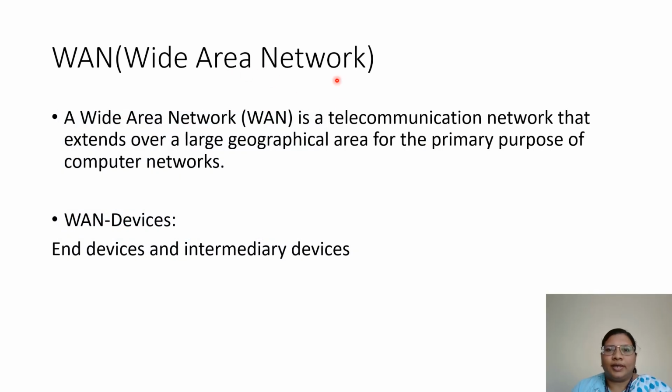Next is WAN, Wide Area Network. A Wide Area Network is a telecommunication network that extends over a large geographical area for the primary purpose of computer networking. When it covers a large geography, what is the difference between a metropolitan and a wide area network? Metropolitan is also a geographical region, but of a particular size it will be connected. But what is a wide area network? It is over a large geographical area, and extends over end devices and intermediate devices.